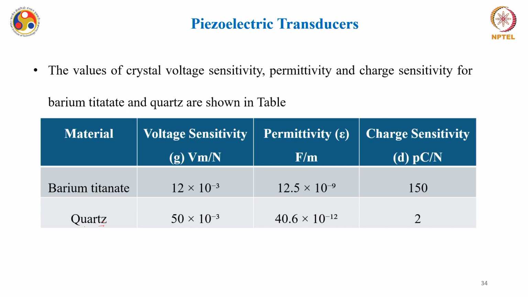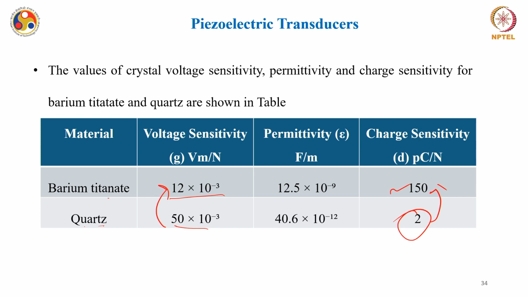For quartz, for example, it is of the order of say 50 into 10 power minus 3 Vm per Newton, while for barium titanate it is of the order of say 12 into 10 power minus 3, okay. So the voltage sensitivity is a little smaller, but if you see the charge sensitivity, it is much higher for the barium titanate. So for quartz, which is naturally poled, you have the charge sensitivity of the order of 2 picocoulomb per Newton, while for barium titanate it's several times this. So it is of the order of say 150 picocoulomb per Newton, okay.